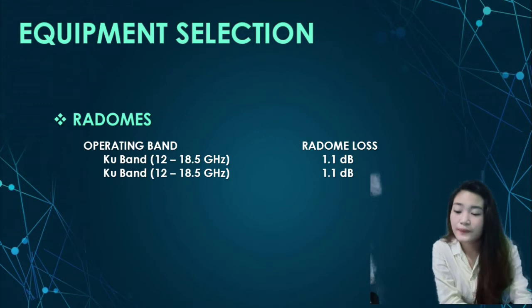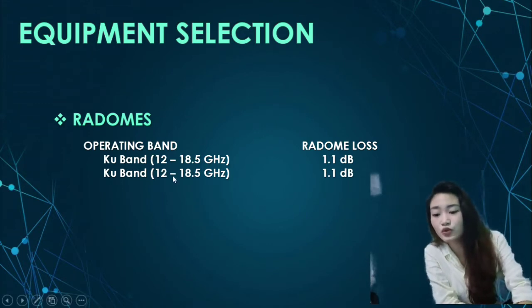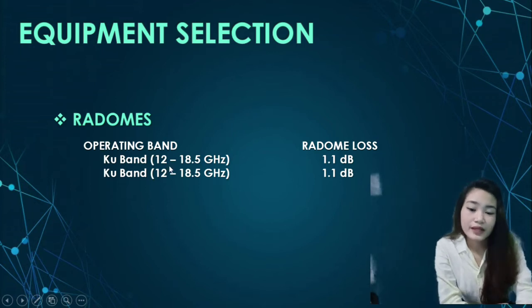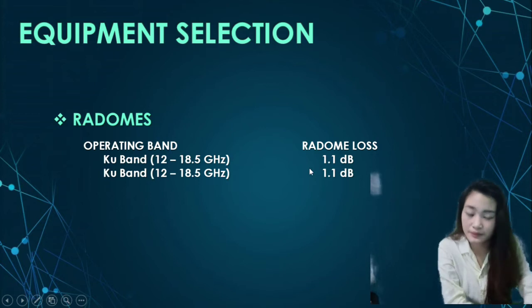In radomes, operating band, Ku band, 12 to 18.5 GHz. And its radome loss, 1.1 decibels, and both are the same.